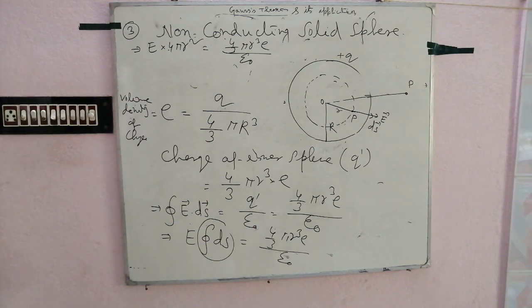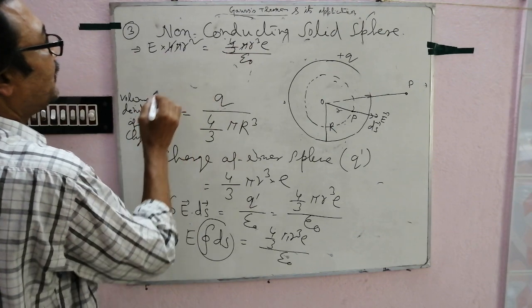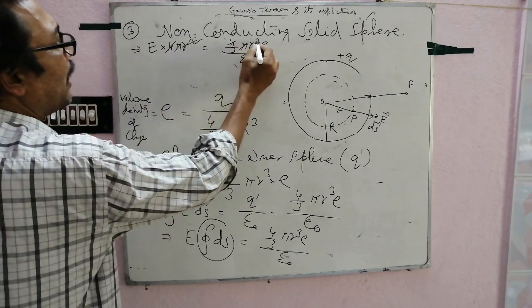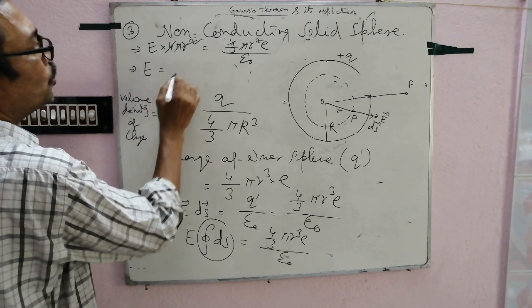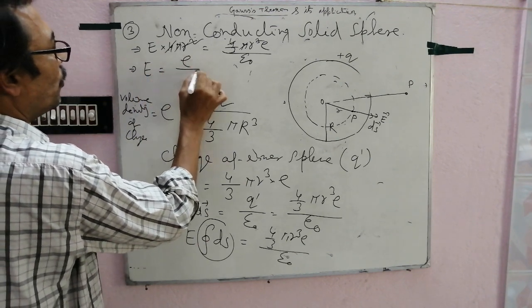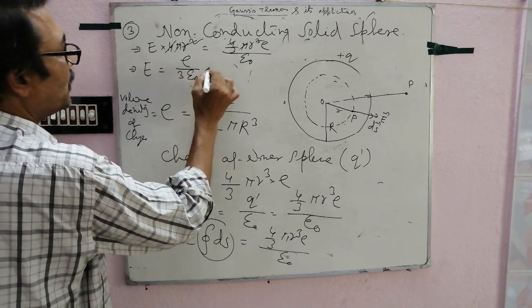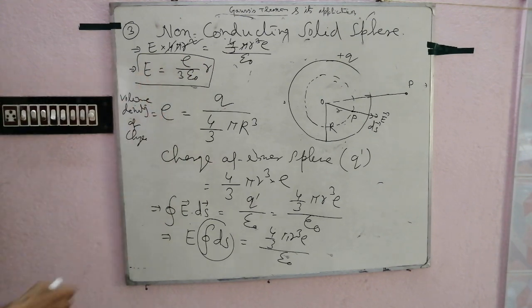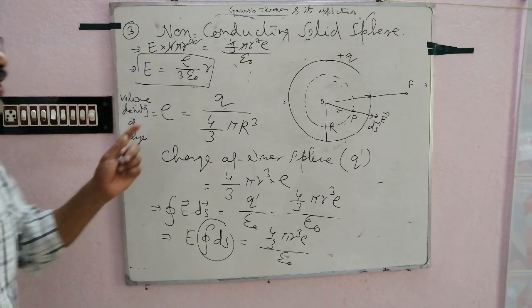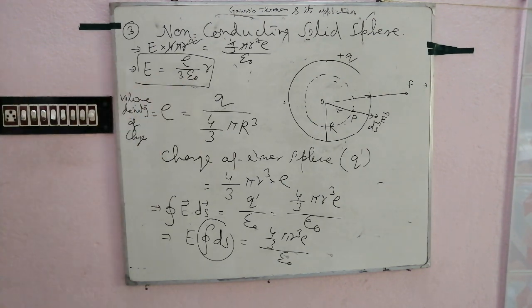Follow. 4 pi cancelled, r square and r cube cancelled, E equal to rho by 3 epsilon naught into r. This is the electric field inside the solid sphere at a distance r from the center. Note it.